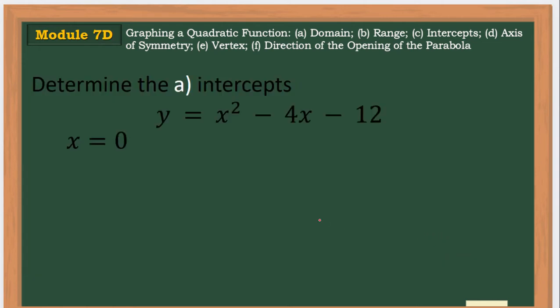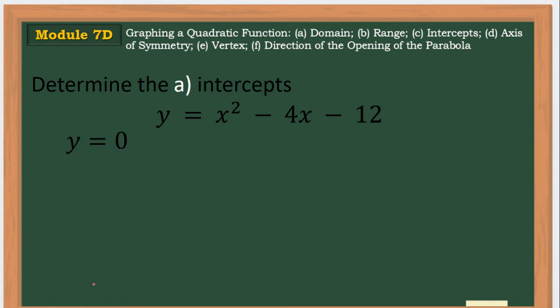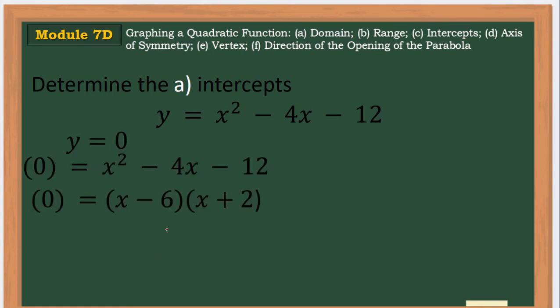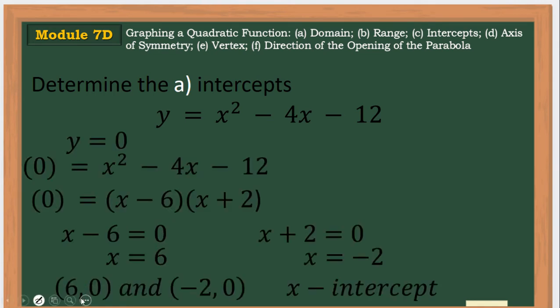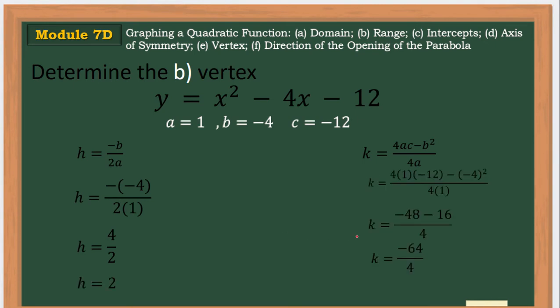Okay? So, I hope nasundan nyo siya. So, we have there, example 1. Na-graph natin ito. So, find natin yung intercept. Pag x is 0, y is negative 12. Na-discuss na ito sa Module 7C. Pag y is 0 naman, ito siya. So, 6, 0, and negative 2, 0. So, the vertex, yung formula natin, ito, tsaka ito. So, ang vertex natin ay 2 and negative 16.